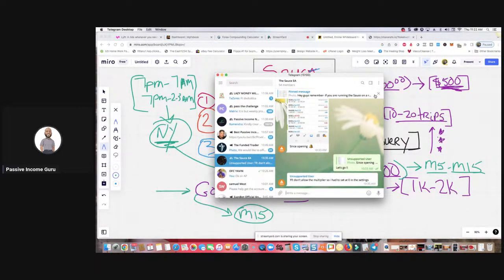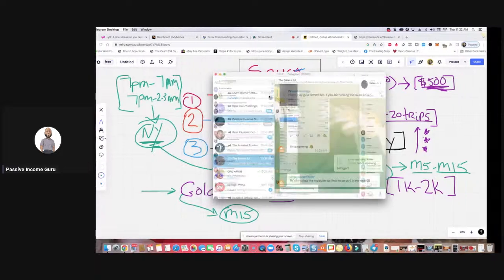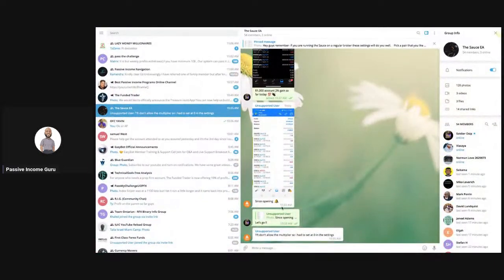Let me go ahead and open this up a little bit. Okay. All right, ladies and gentlemen, here's a Telegram group. Hopefully you can see this. Telegram group is the Sauce EA.